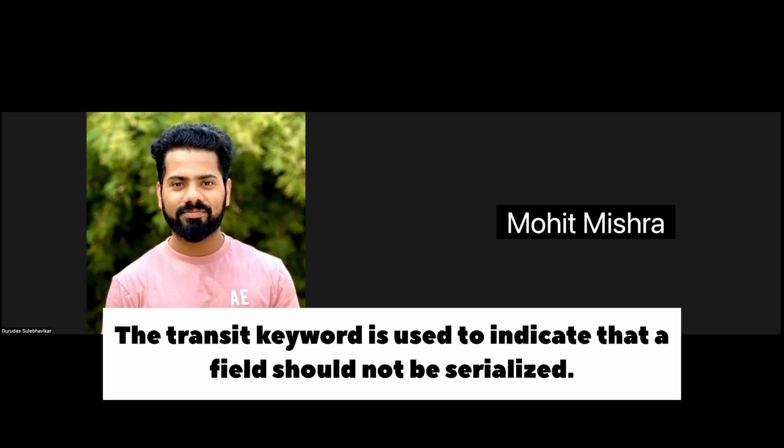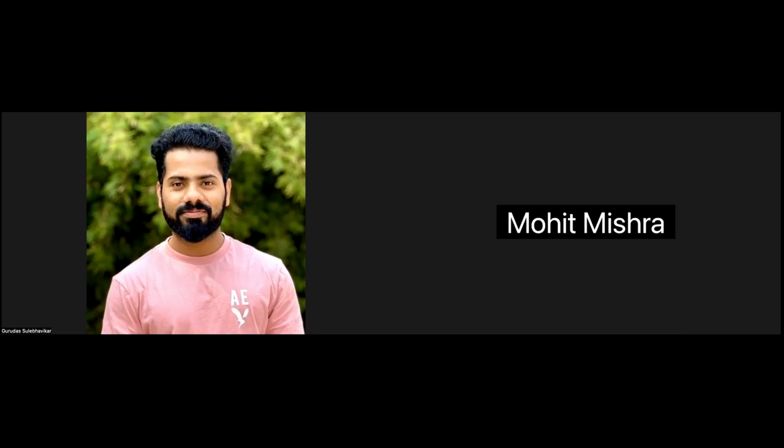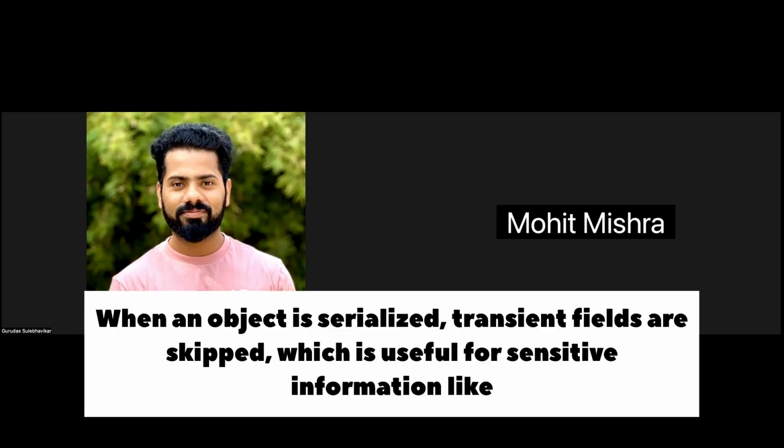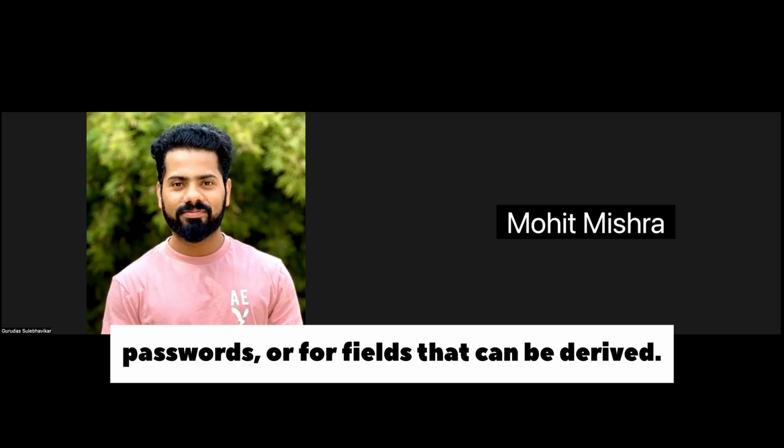What is the use of the transient keyword in Java? The transient keyword is used to indicate that a field should not be serialized. When an object is serialized, transient fields are skipped, which is useful for sensitive information like passwords or for fields that can be derived. What is the difference between HashMap and ConcurrentHashMap?